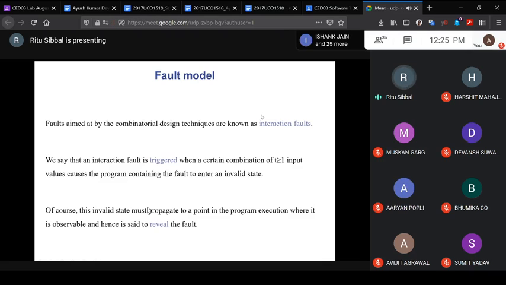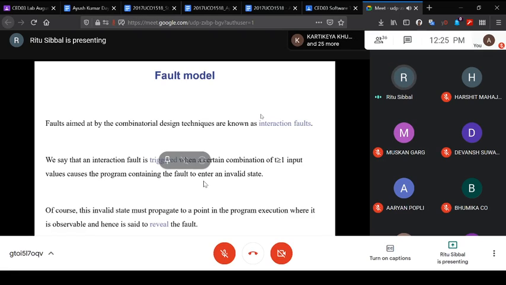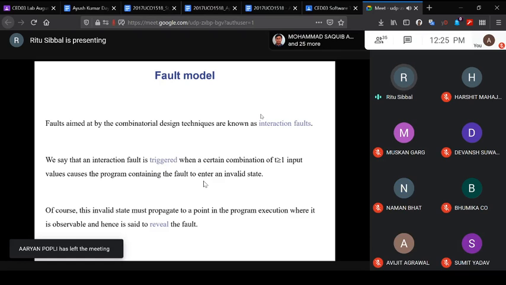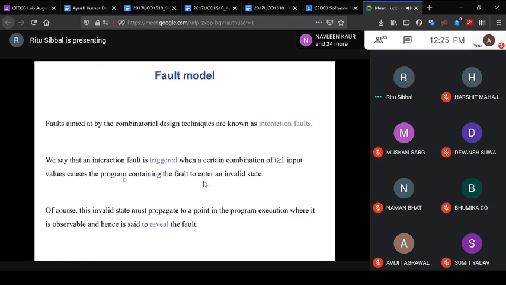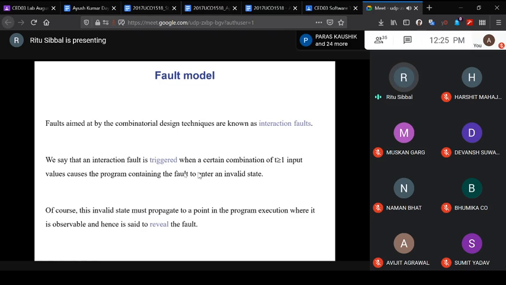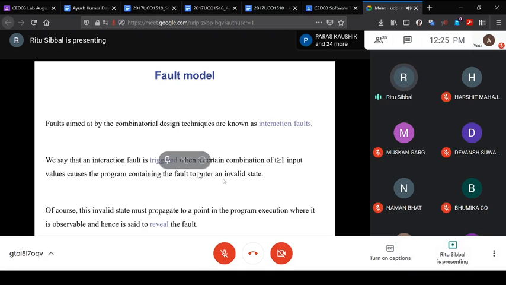So that is why it is found that a smoothly running program suddenly stops working if an environment is changed or if some configuration is changed, because a certain combination of those input variables might produce an error. So that is what an interaction fault is. A certain combination of the input factors or their levels will trigger the interaction fault and lead the program to fail or to stop or to enter into an invalid state. All right. ठीक है. तो ये हो गया interaction faults.